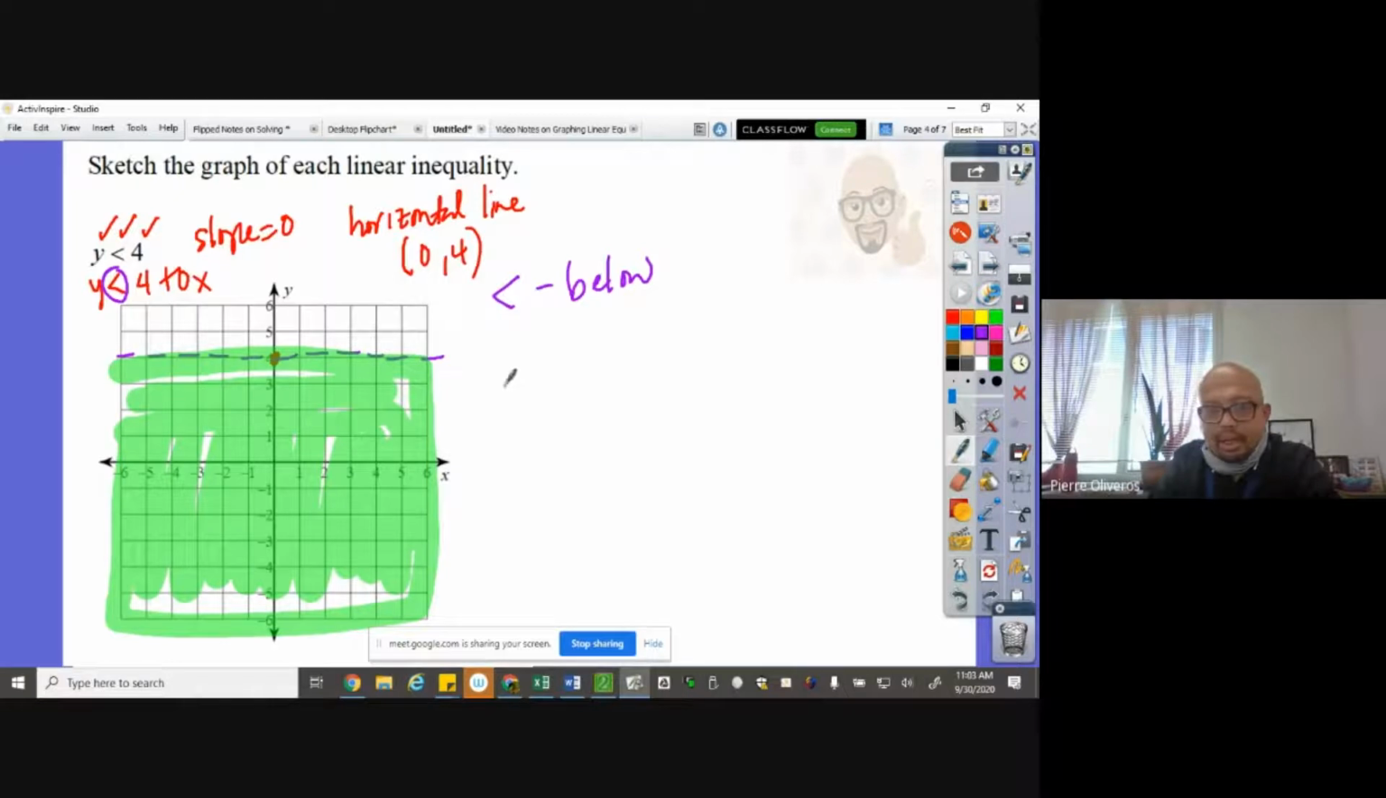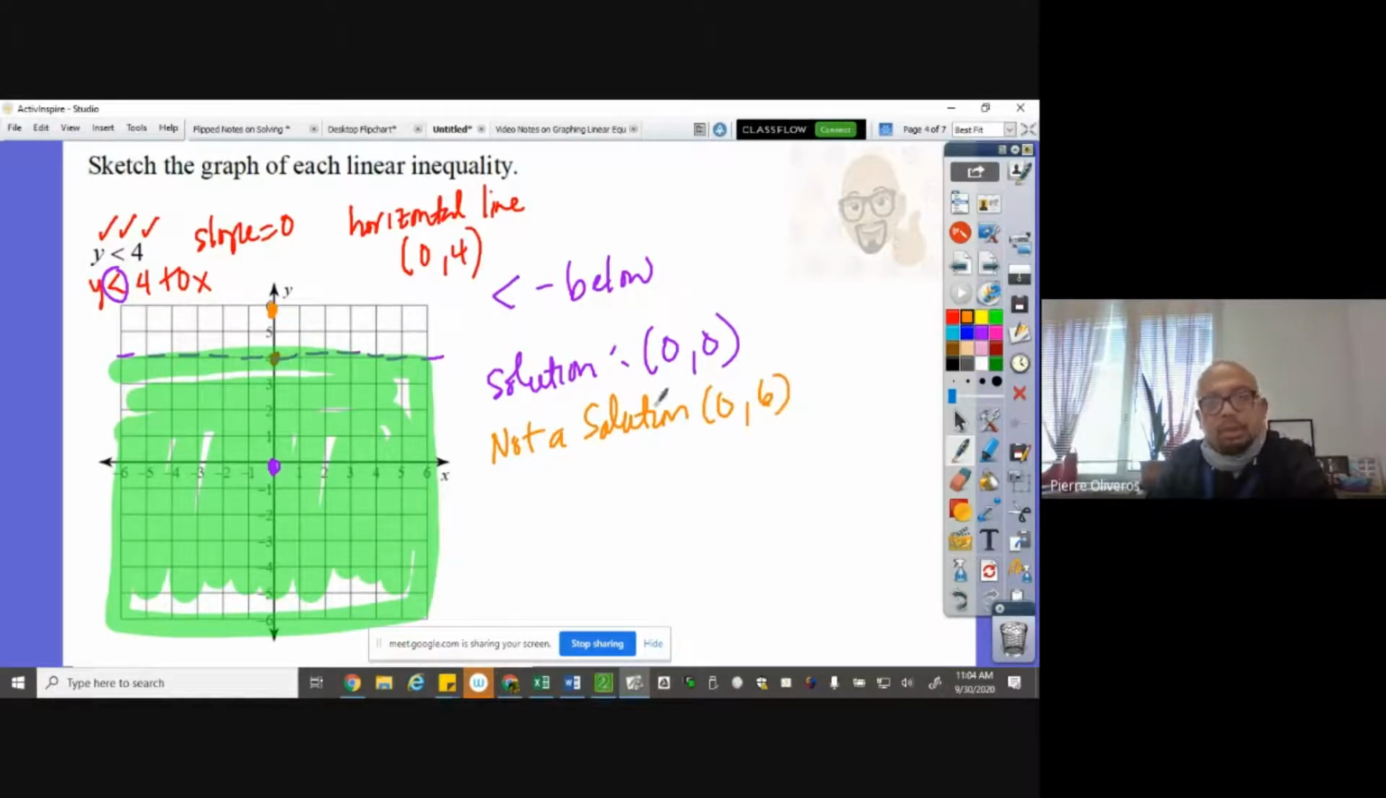Now, if we have to pick a solution anywhere in the shaded part, I will pick the origin 0, 0, which is right here. If I have to pick a not a solution, it would be this point here, 0, comma 6, because it's not on the shaded portion. I can also pick 0, comma 4, this point here, because that's dotted. So 0, 4 is not a solution.